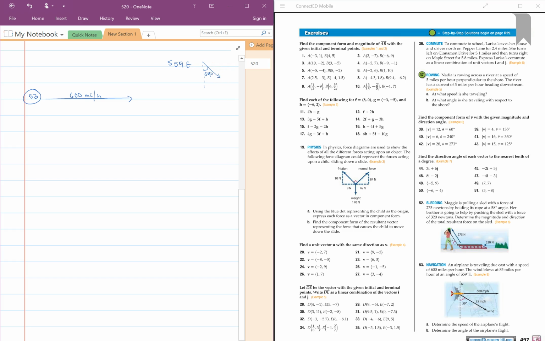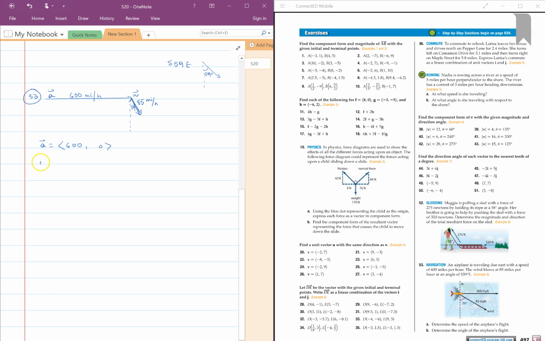Now that vector is going to be added to this. If you want to draw close to scale, it's 85, so it's considerably shorter than the first one, like that. So this is 85 miles per hour. That's the speed of the wind and direction of the wind. And this angle here is 59. All right, so we're going to call the first one vector A, and I'll call this one vector W. So what are the components of vector A? It's all in the x direction, so 600, and nothing in the y direction, 0.